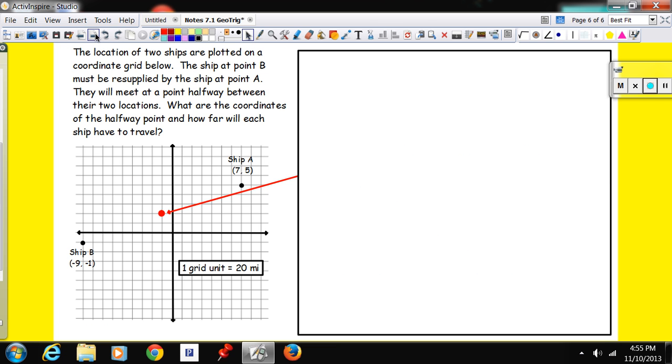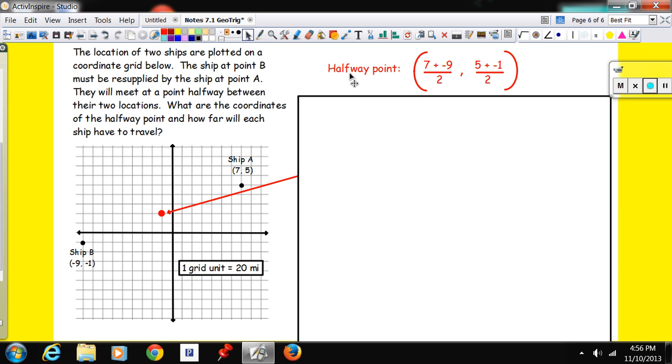And one more example. The location of 2 ships are plotted on a coordinate grid below. The ship at point B, which is right here, must be resupplied by the ship at point A. So A's got the supplies, needs to get to B. They're going to meet at a halfway point, and you can see the halfway point. They're going to meet at that halfway point. What are the coordinates of the halfway point, and how far will each of them need to travel to get to that halfway point? So first we would need to find the halfway point.